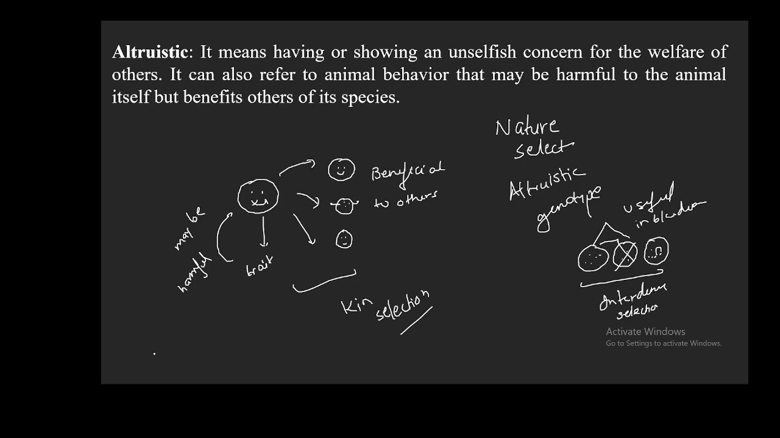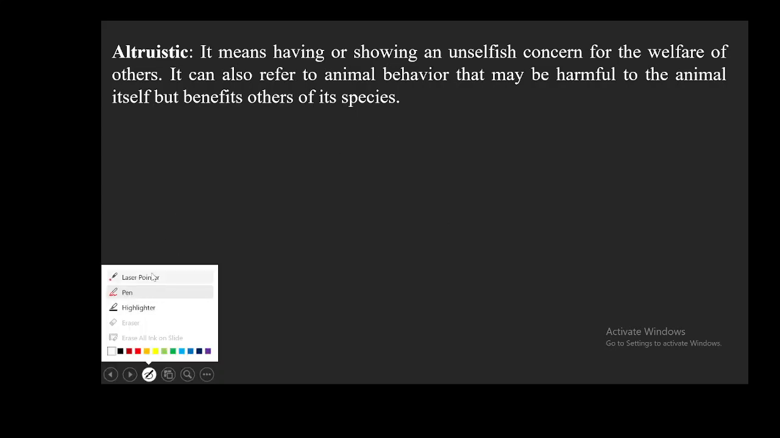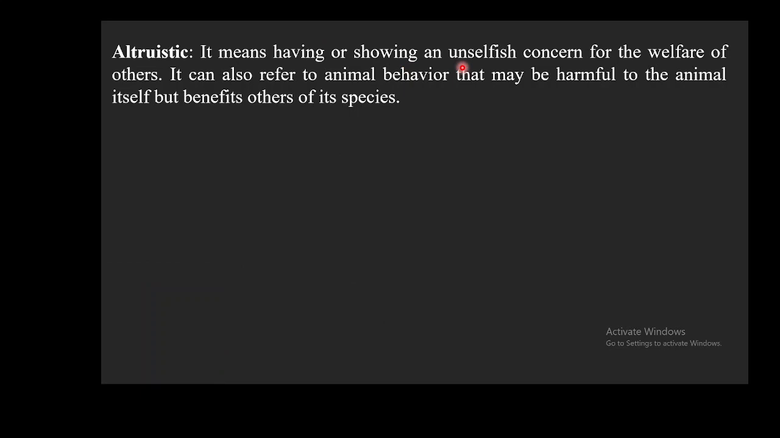Now let's read this. It means having or showing an unselfish concern, even though it is harmful to you, but nature is going to select that trait because it is useful for others, for the welfare of others. It means having or showing an unselfish concern for the welfare of others. It can also refer to animal behavior that may be harmful to the animal itself but benefits others of its species. As you know, the example of the honeybee.